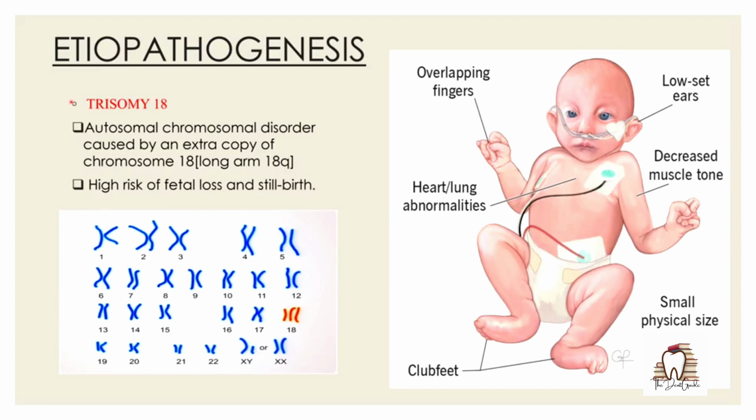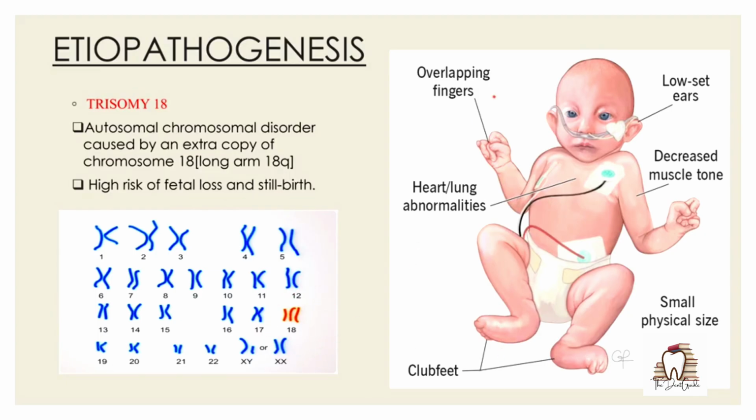Edwards syndrome is an autosomal disorder caused by an extra copy of chromosome 18. 18q. Q stands for long arm. 18q is affected here. Trisomy 18 or Edwards syndrome. You can see this karyotyping. 18th chromosome has an extra copy.